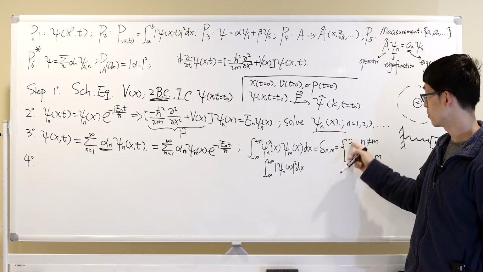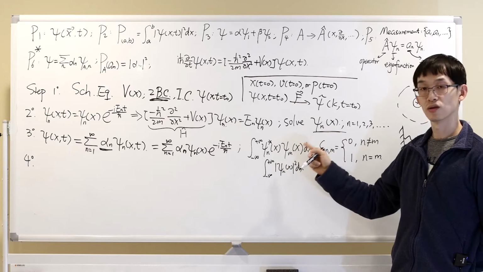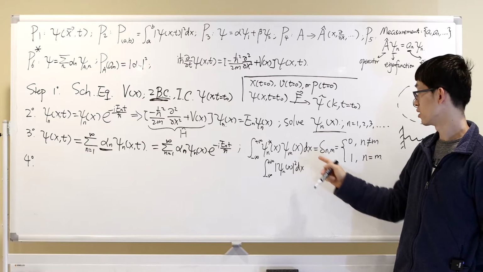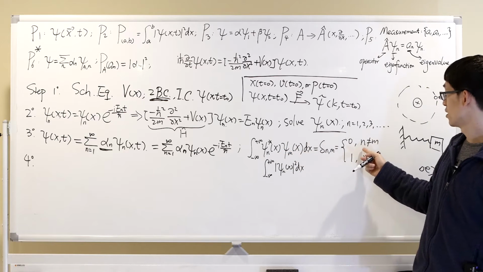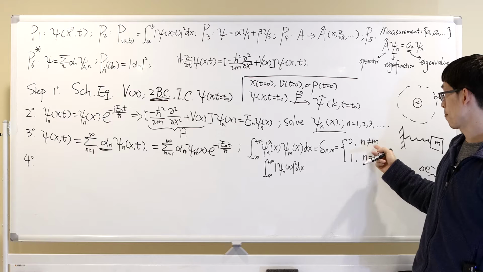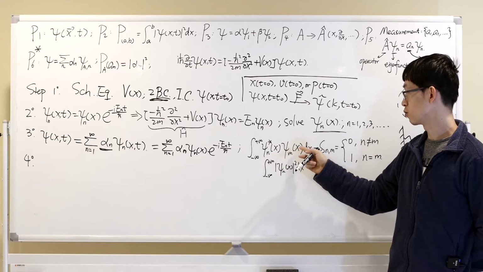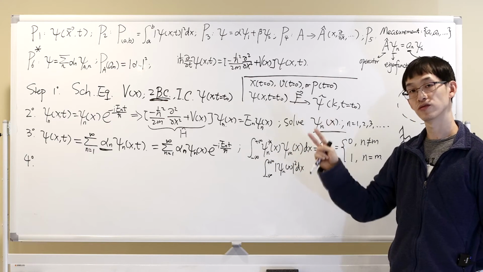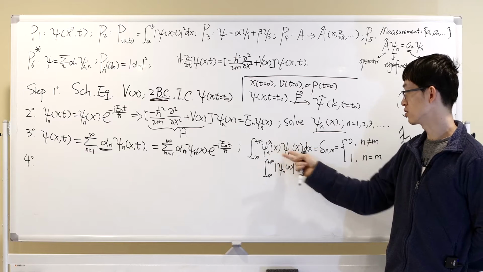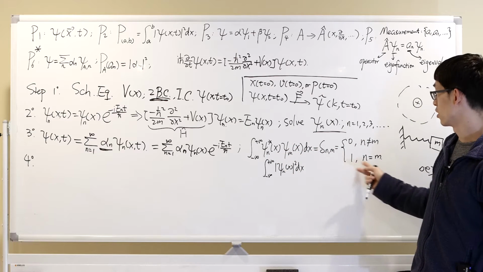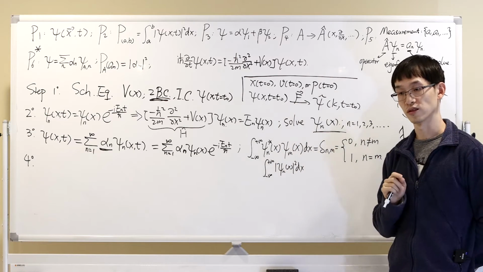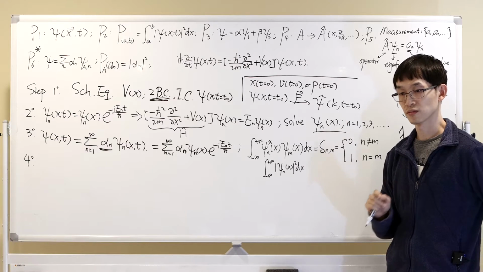So these two combined are called the orthonormal condition. They are orthogonal when n is not equal to m, so when you're taking the inner product of two different eigenfunctions, but they equal 1 when you're taking the inner product of the same eigenfunction.